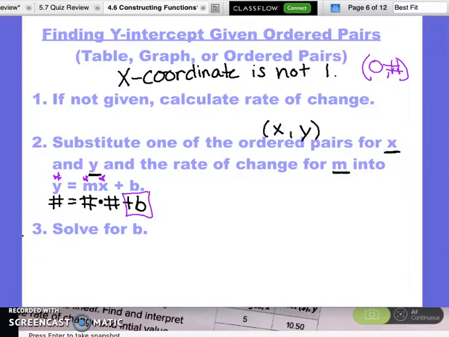Finding the y-intercept given ordered pairs from a table, graph, or ordered pairs, you want to calculate the rate of change first, or find the slope. Again, that's y minus y over x minus x. Then you want to substitute one of the ordered pairs for x and y and the rate of change for m into your y equals mx plus b form. And what you're going to do is solve for b. So this will make more sense when we get to an actual problem, but follow step by step. First, calculate the rate of change. Second, substitute, and then solve for b.